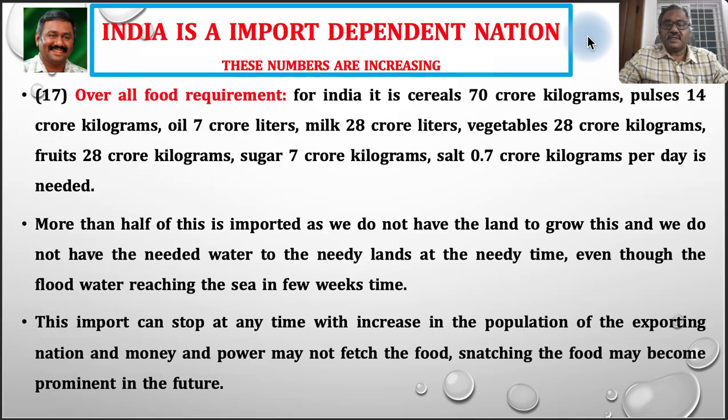More than half of this is imported as we do not have the land to grow this, and we do not have the needed water to the needy lands at the needy time, even though the flood water is reaching the sea in a few weeks' time. This import can stop at any time with an increase in the population of the exporting nation, and money and power may not fetch the food. Snatching the food may become prominent in the future.